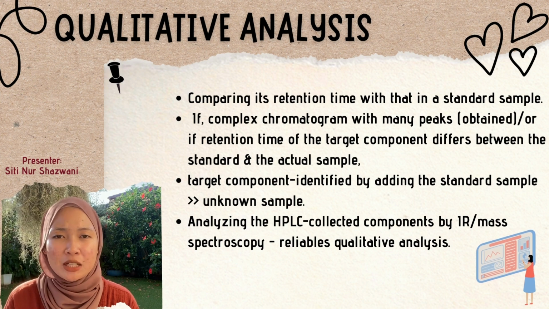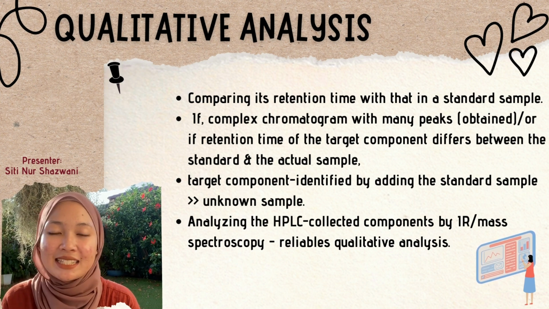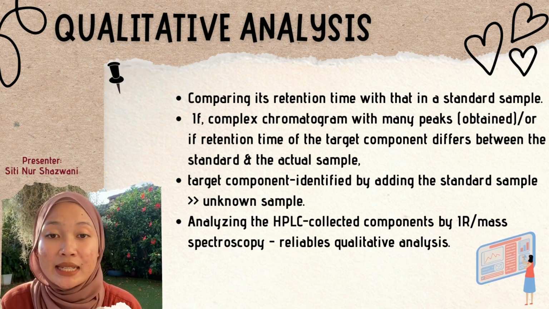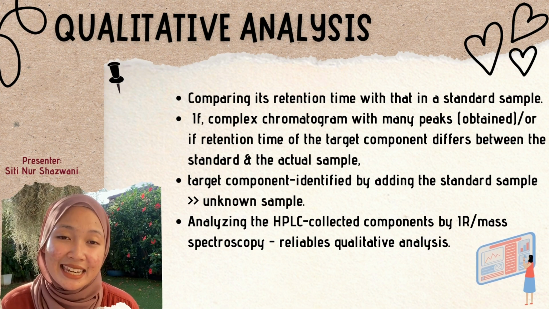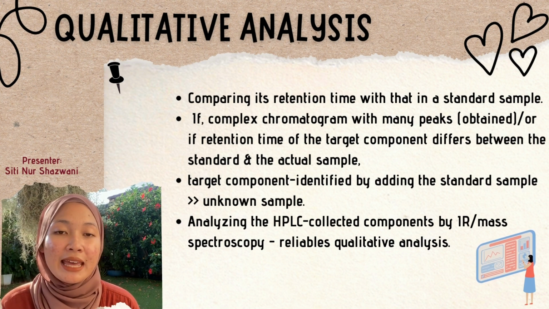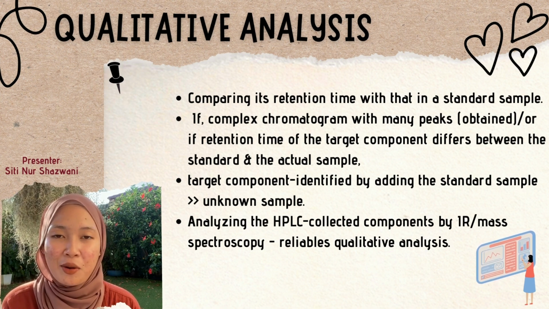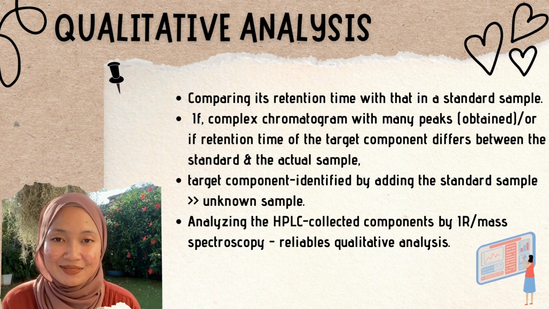Identification of a sample component is performed by comparing its retention time with that in a standard sample. However, if there are differences in retention time between the standard and target components, it can be identified by adding the standard sample to the unknown sample. Analyzing the HPLC collected components by IR or mass spectroscopy enables reliable qualitative analysis.